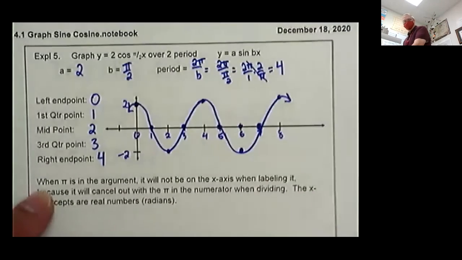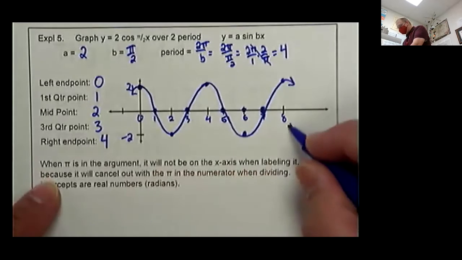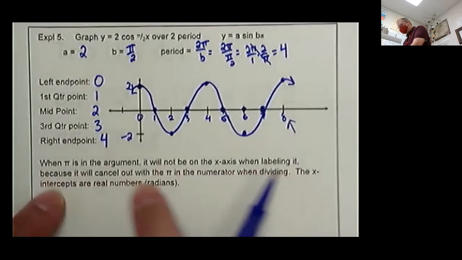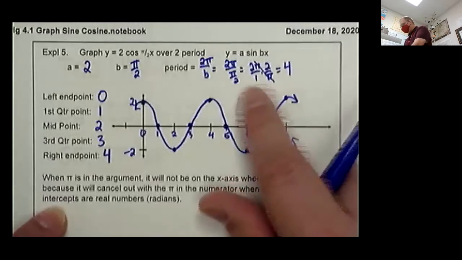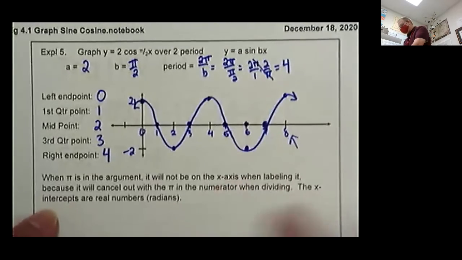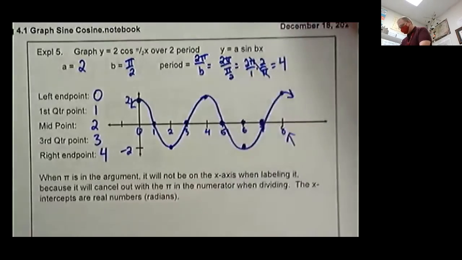When pi is in the argument, note it will not be on the x-axis when labeling it. Notice we had no pi's here because it will cancel out with the pi in the numerator when dividing. That's what we got when we did our flip that sucker and multiply. The x-intercepts are real numbers in radians.